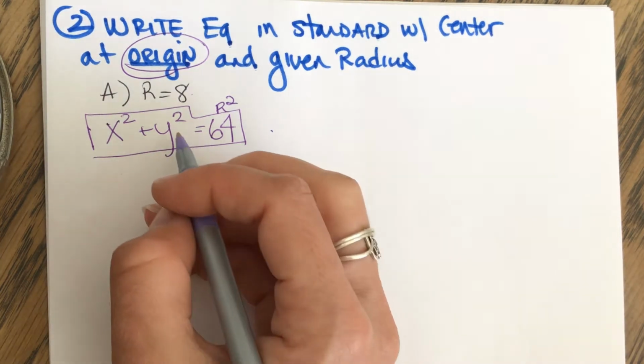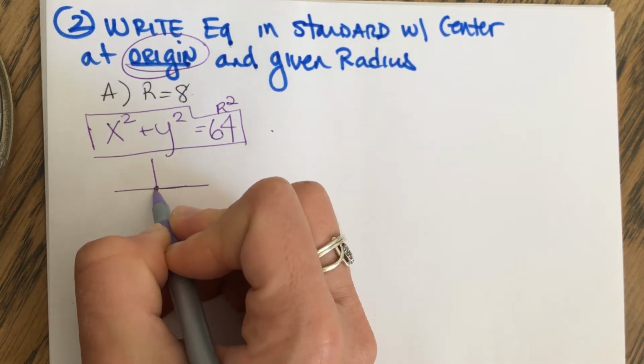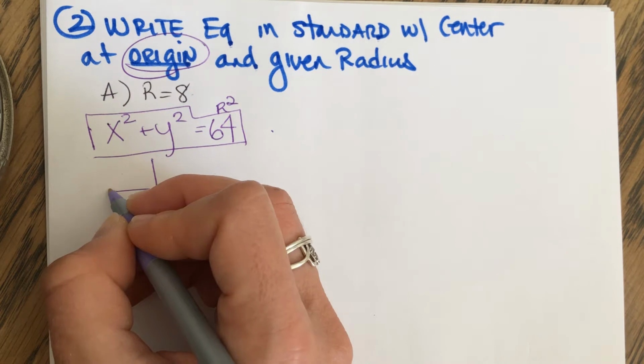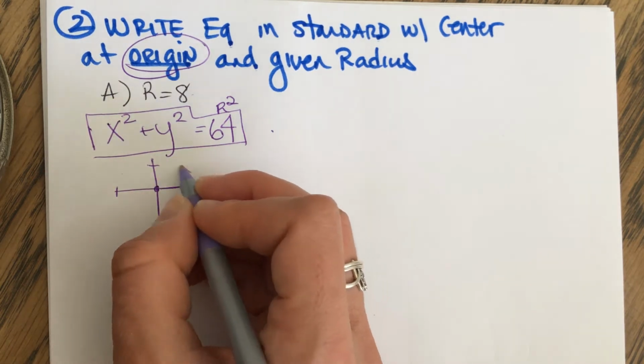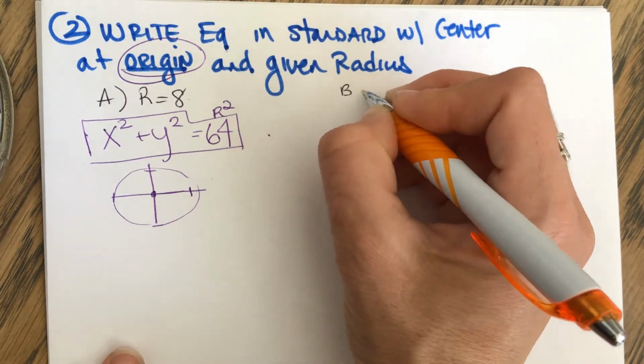Obviously, again, if I ask you to graph this, just to review, you would plot it at 0, the origin, and then radius 8 in each direction. Let's just pretend, just so you guys see the graph. Okay, one more of these, and I think you guys get it.